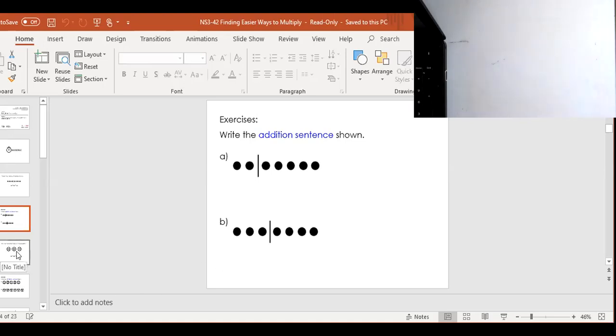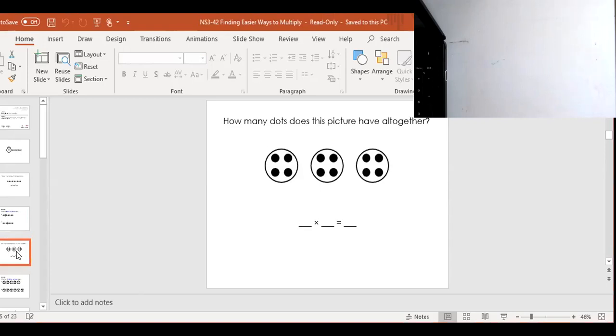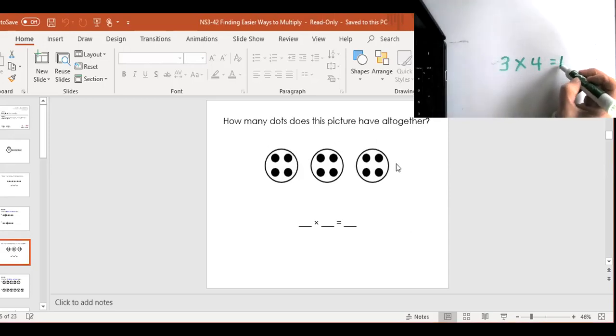So now we're going to look at when we're multiplying. Okay, so now we're not adding individual dots, we're adding groups of dots. And so here, how many groups? So 1, 2, 3. So when I'm doing the multiplication, I'm looking at how many groups. So it's 3 groups of, and how many are in each group? 4. Oh, I love this one because 3 times 4, we all know is the one you never forget, 12. Okay, so 3 groups of 4.